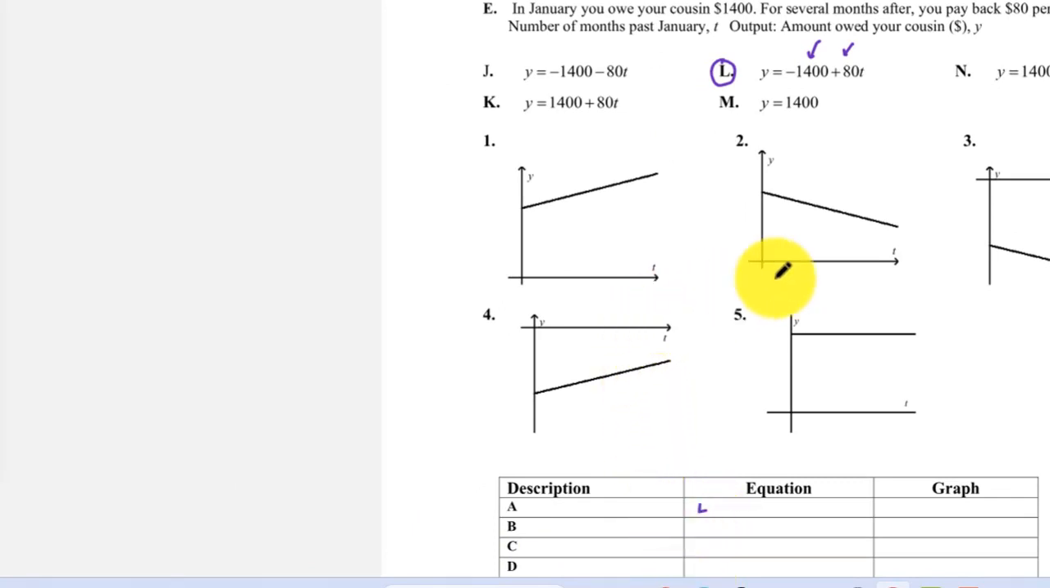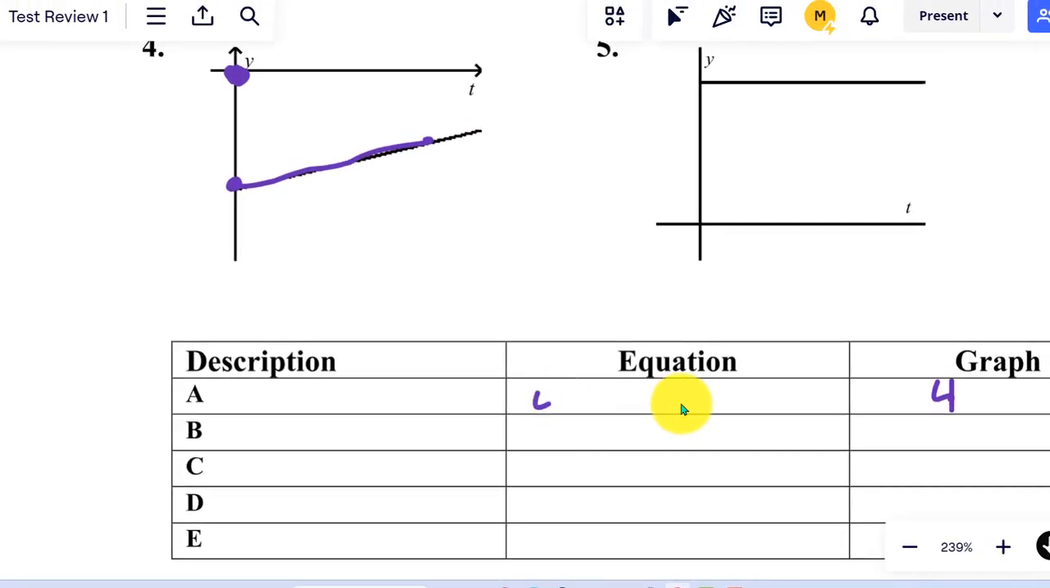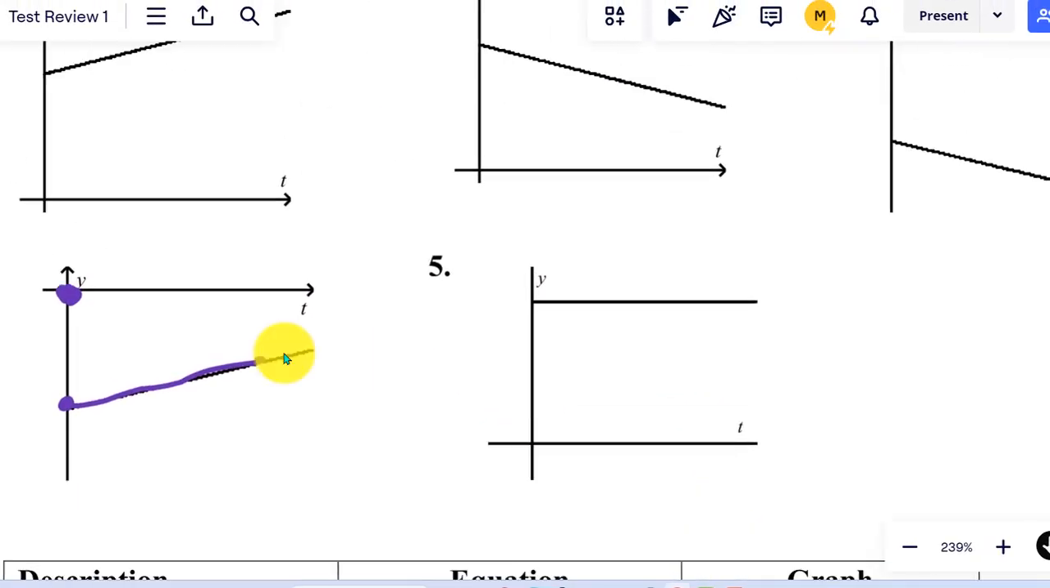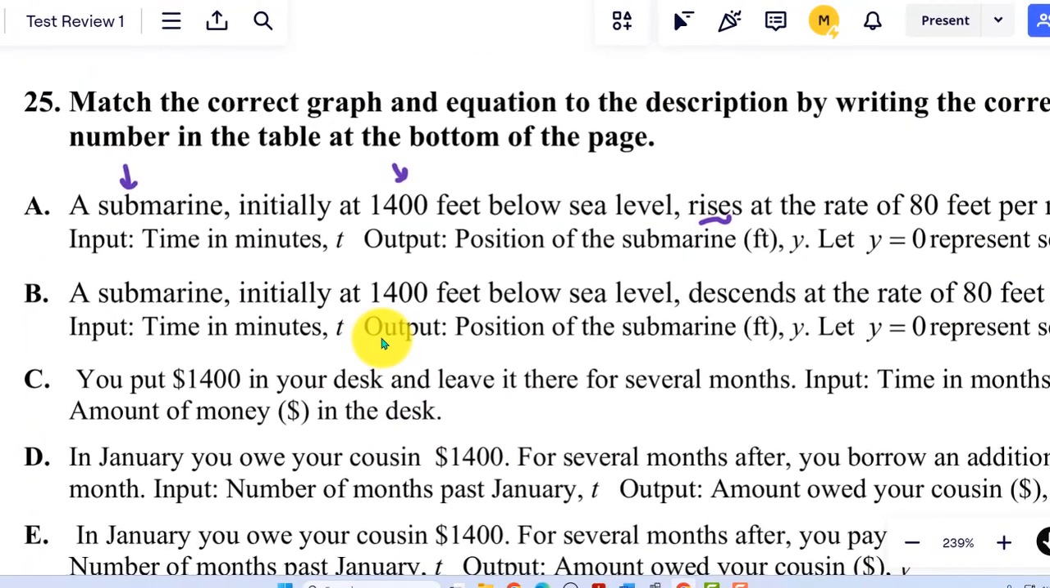And our graph would be, okay, let's see. If this is 0, 0, my submarine starting here and rising. So graph 4 would be my answer down there. Okay? So the equation is letter L and graph is number 4. Right? Graph 4. Equation L. Let's take a look at the next one.